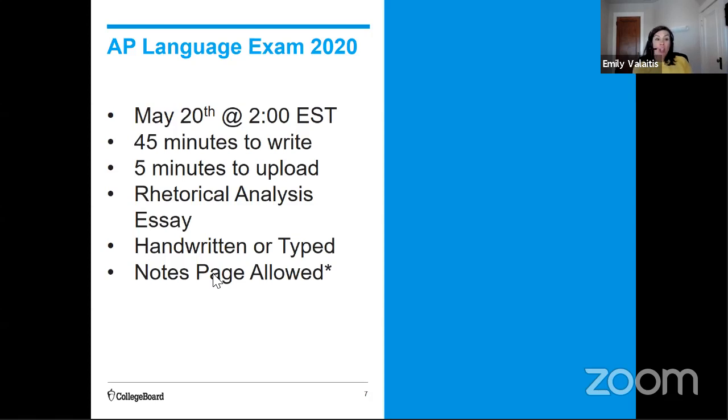During that time, you have 45 minutes to read the passage and write the essay, and then 5 minutes to upload it to a secure server. It is going to be a rhetorical analysis essay. That's the free response question they have selected. And you have the option to either handwrite it or to type it.